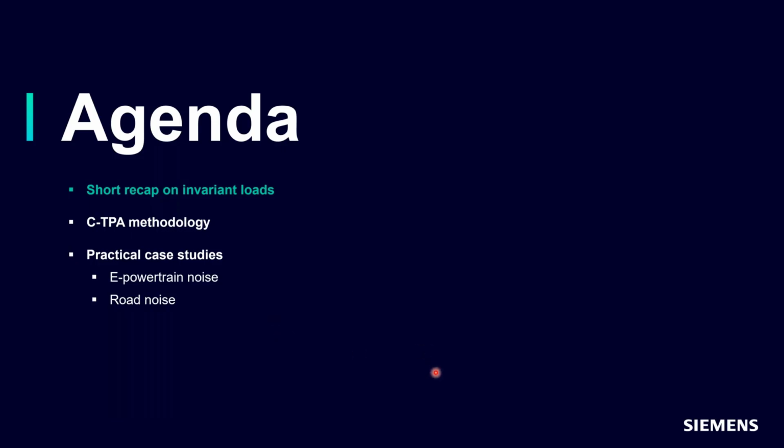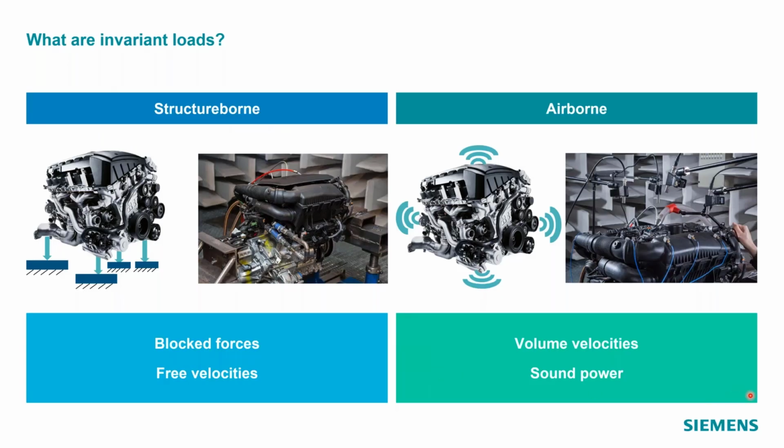Let's just make sure that everyone is up to speed very briefly. If you remember from invariant loads, these are loads that are invariant because we mean that they are receiver invariant. So these are loads which are a property only of the source component that we want to characterize. And depending on the source components, you can look at 2 different kinds of loads. You have structure-borne loads that deal more with, let's say, the forces generated by the source. And the quantities that we want to quantify or measure here are blocked forces and free velocities.